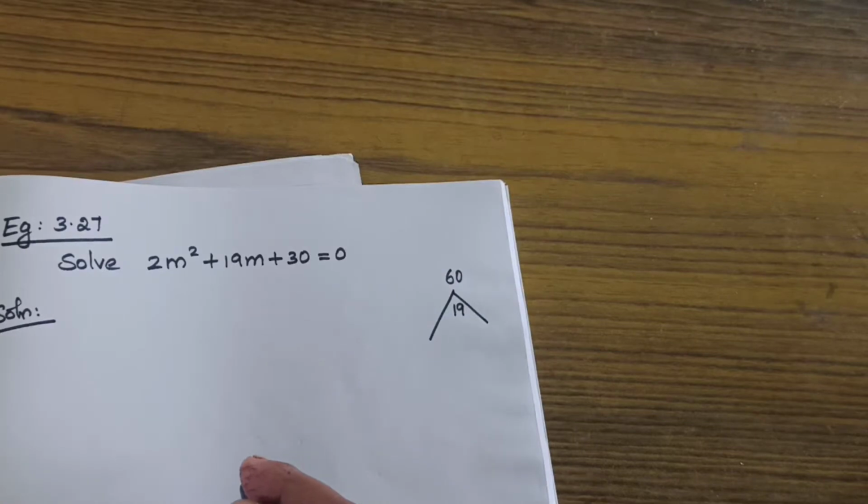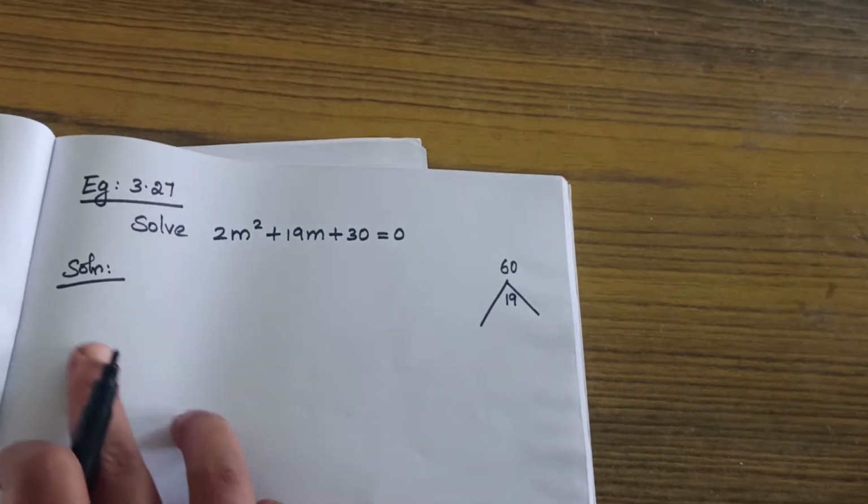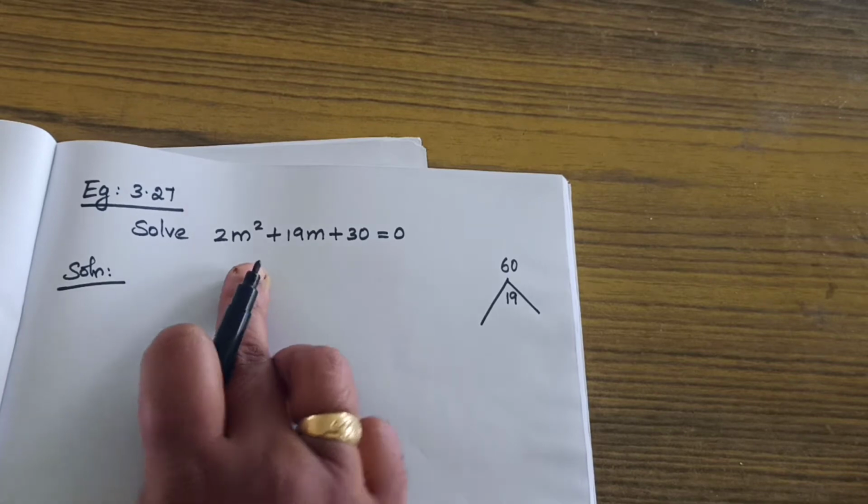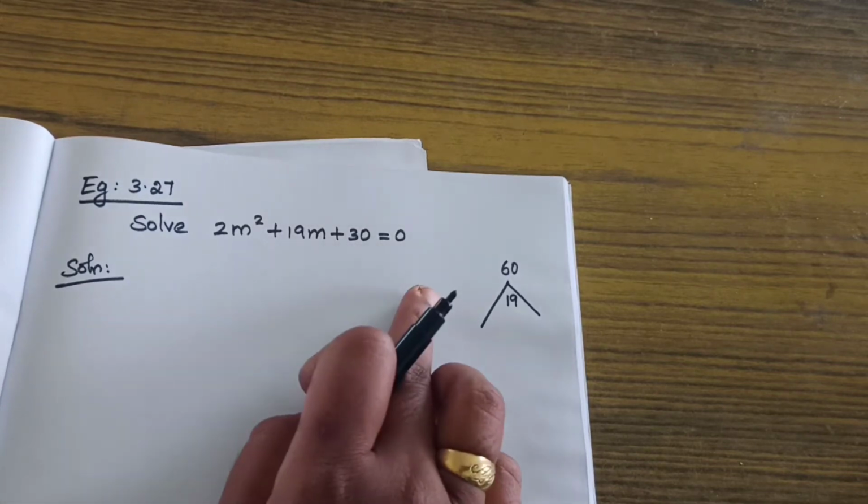Easy, no? Okay, listen, dear students, example 3.27: solve 2m square plus 19m plus 30 equal to 0.